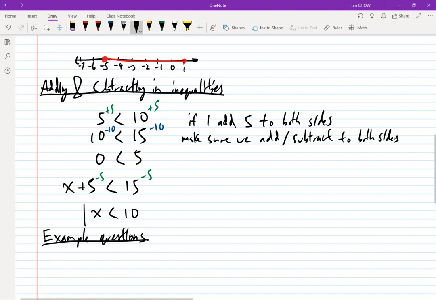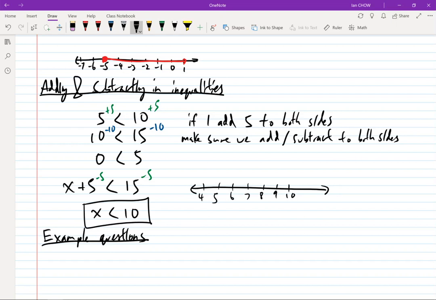Finally, going back to our previous example, if we want to graph the solution, we graph the x, not the x plus 5. So a while ago, I wrote down x plus 5 is less than 15. But finally, when we get to the answer, we need to graph an inequality graph, graphing the solution. So we're going to put 10 over here, 9, 8, 7, 6, 5, 4, and so on. And we have 11, 12, and so on.